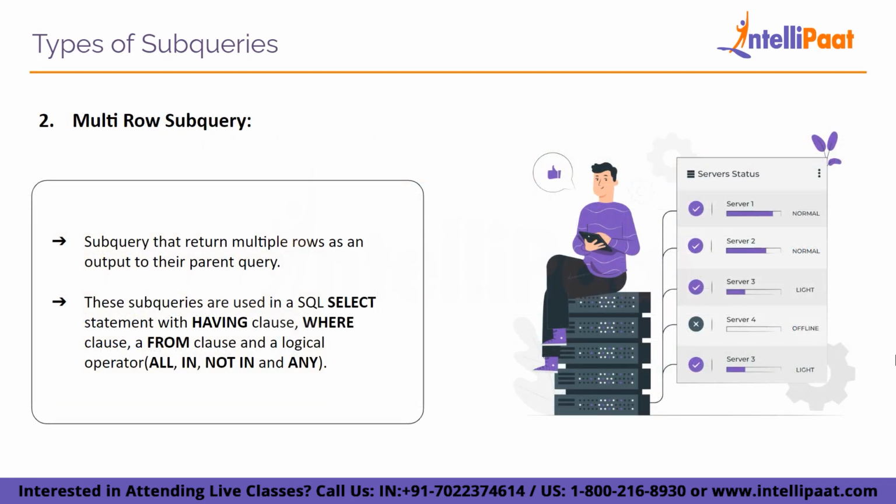Now let's see our second type, that is multi-row subquery. Unlike the single row, this subquery retrieves multiple rows of data. Imagine you are collecting data from one table to filter or match data in another table. So that's where the multi-row subquery steps in and fetches a bunch of relevant data in one go.